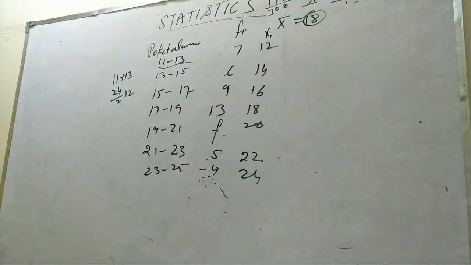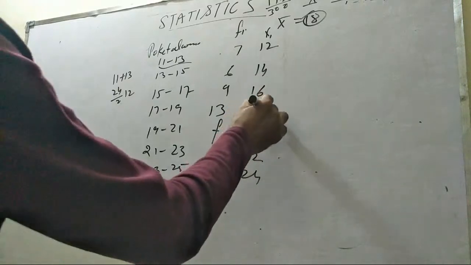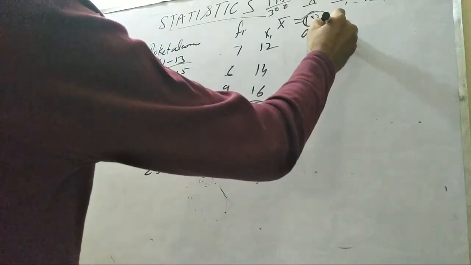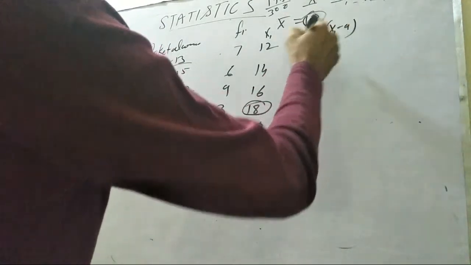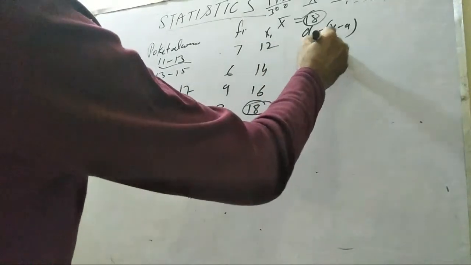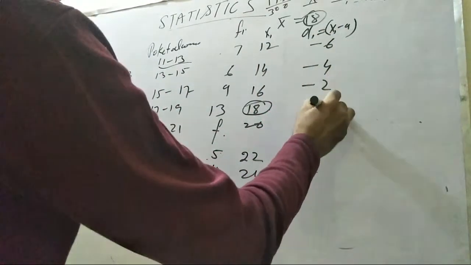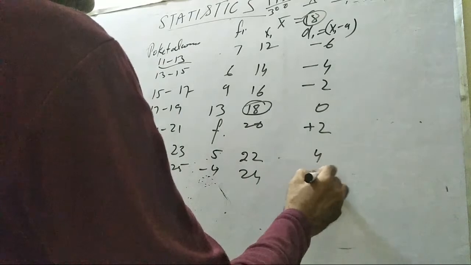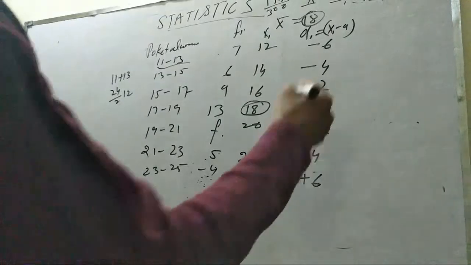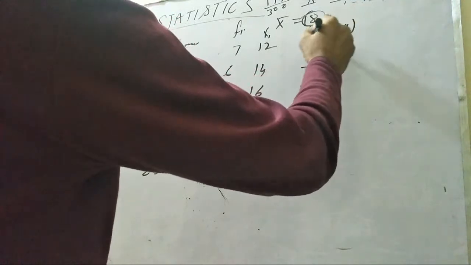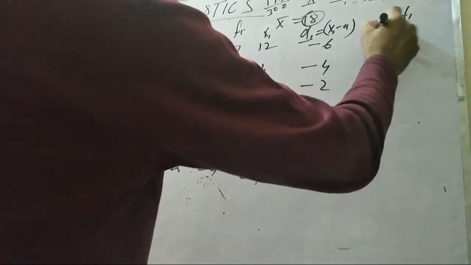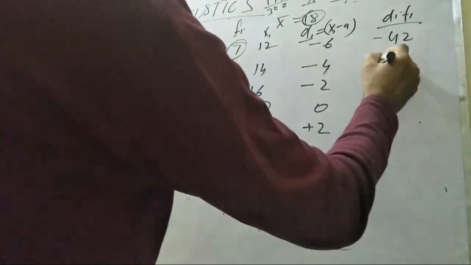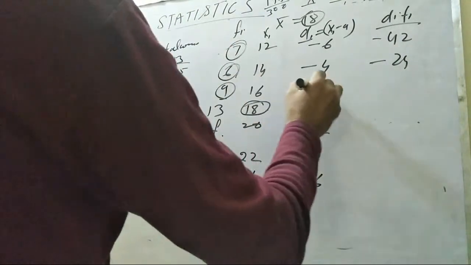Let us assume a is equal to 18, and d1 is equal to x1 minus a. From 18 we get minus 6, minus 4, minus 2, 0, plus 2, 4 and 6. This is D, and now we find d1 into f1: minus 42, minus 24, minus 18.